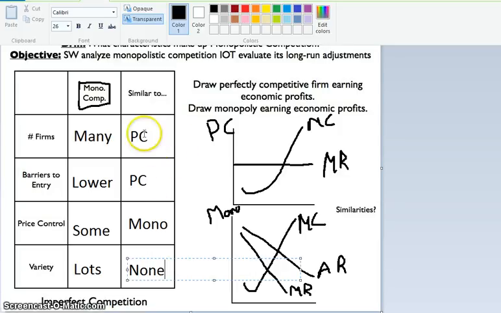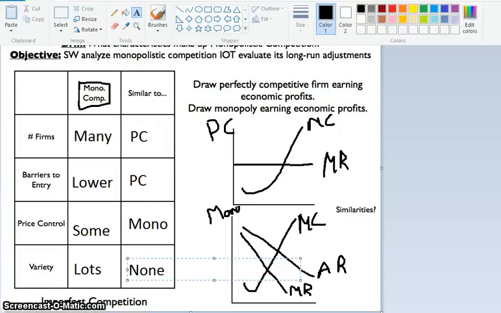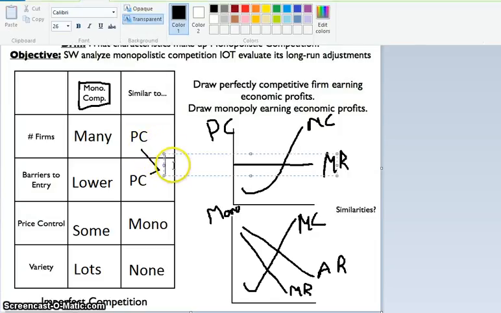Now, I want you to remember what this adds up to. The fact that we have many firms and barriers to entry that are low means we get entry and exit, right? But what else does that mean? Because we had entry and exit, what happened in perfect competition in the long run? Think about those profits. Equal what? $0.